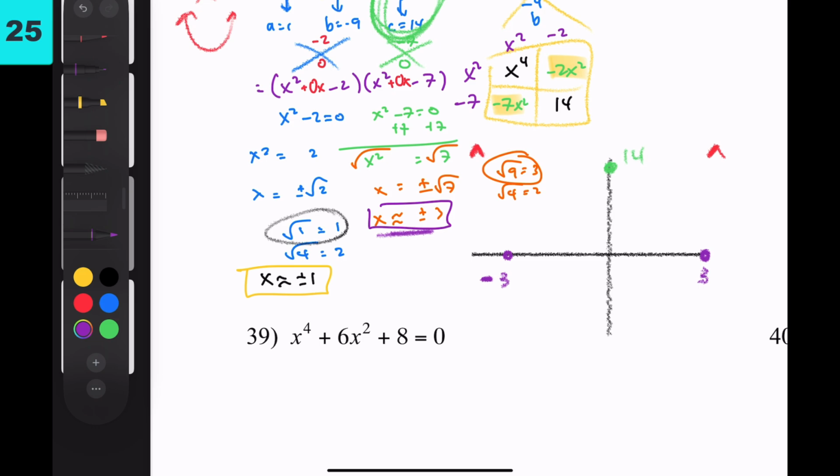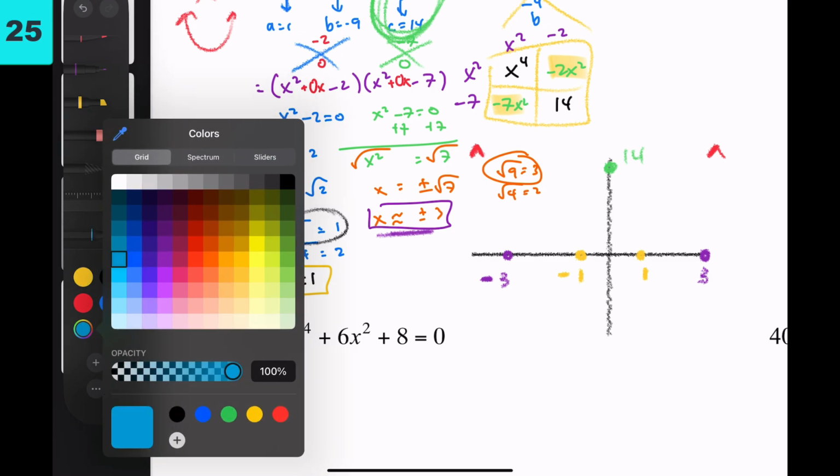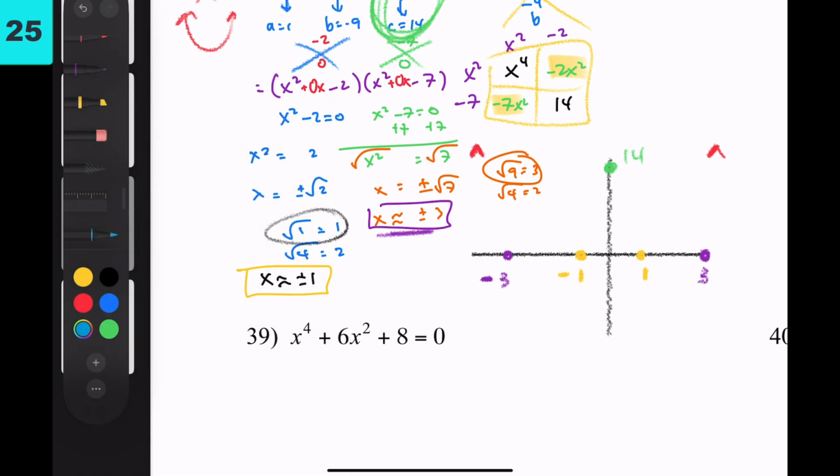Probably a little bit less than that. Same thing with the yellow. If this was -1 and +1, it's probably going to shoot through pretty close. Okay, let's go ahead and sketch our graph here. We'll start with the left. We're going to shoot through near -3, probably a little bit less than that, a little bit more than 1.